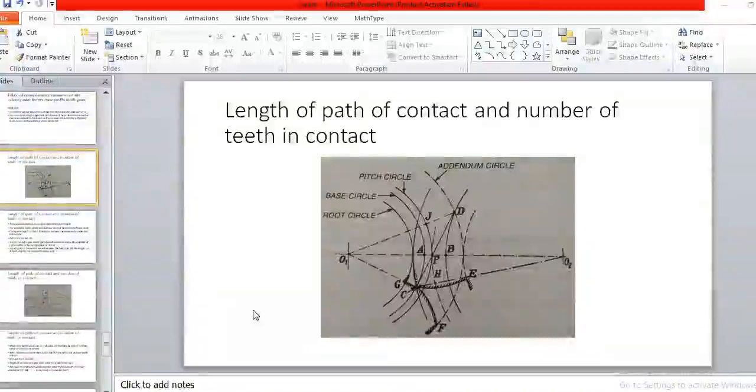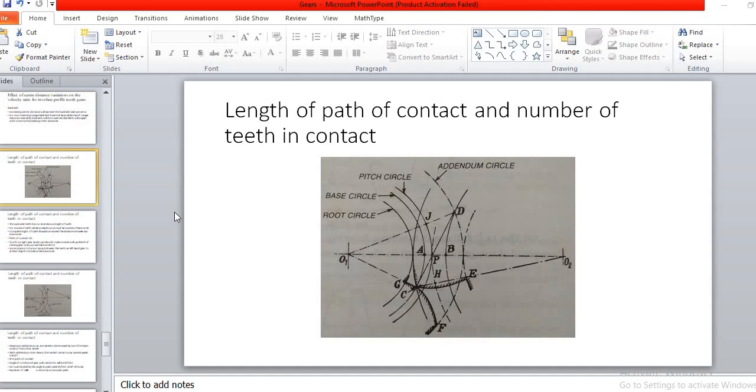In the last video, we discussed the effect of change in center distance on the pressure angle, on the backlash, and on the constant angular velocity of the two mating gears.